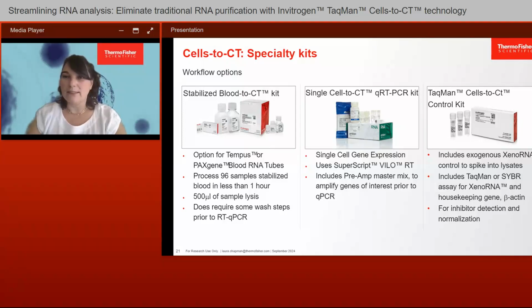And then lastly, we'll talk about the cells to CT control kit. This includes an exogenous xeno-RNA that has no known homology to any known gene. And so you're able to use that by spiking into your lysates to look for inhibition or incomplete lysis. And the kit also includes not only the RNA, but it includes the TaqMan assay for looking at that specific xeno-RNA. And it also includes a housekeeping gene assay, beta-actin.